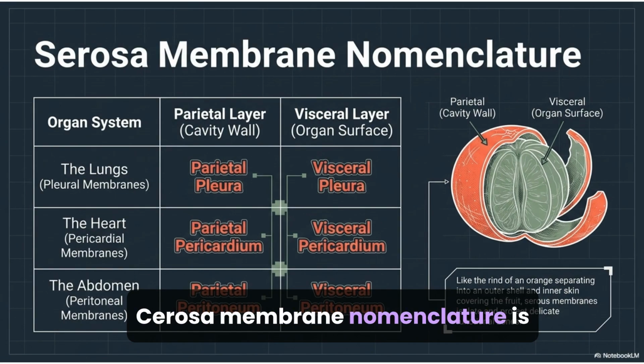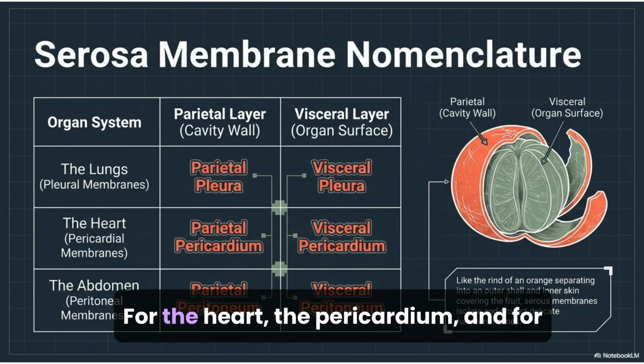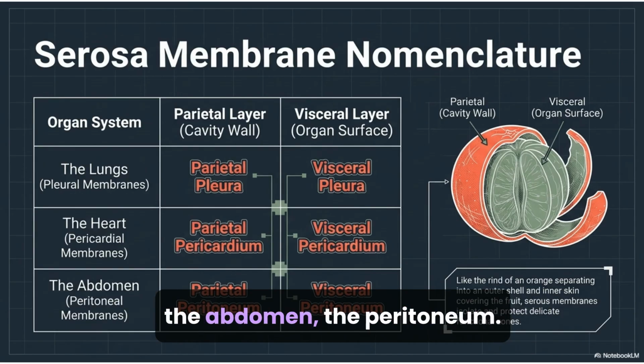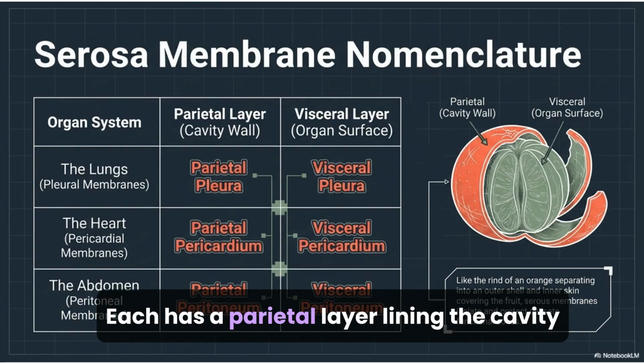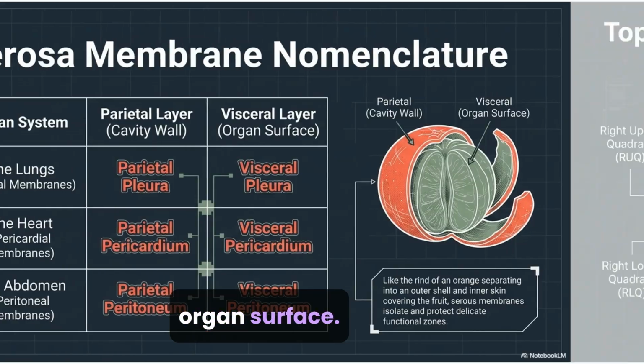Serosa membrane nomenclature is consistent across systems. For the lungs, it's the pleura. For the heart, the pericardium. And for the abdomen, the peritoneum. Each has a parietal layer lining the cavity wall and a visceral layer covering the organ surface.